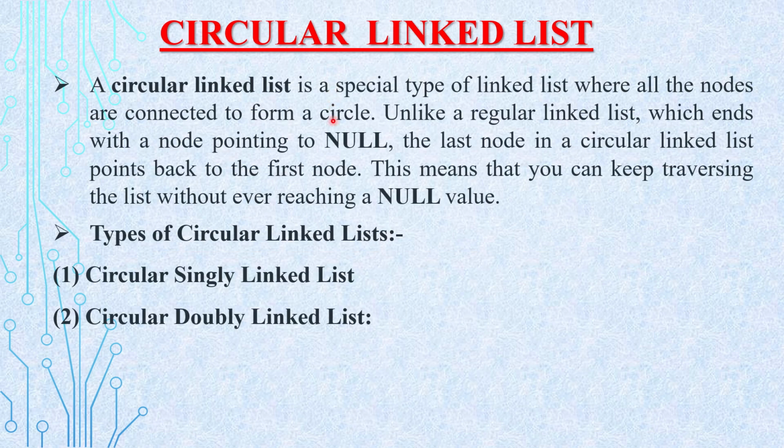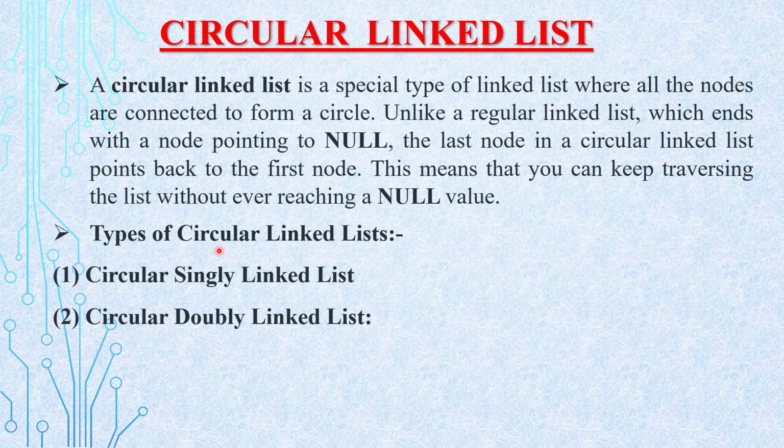Now we discuss circular linked list. A circular linked list is a special type of linked list where all the nodes are connected to form a circle. Unlike a regular linked list, which ends with a node pointing to null, the last node in a circular linked list points back to the first node. This means that you can keep traversing the list without ever reaching a null value.